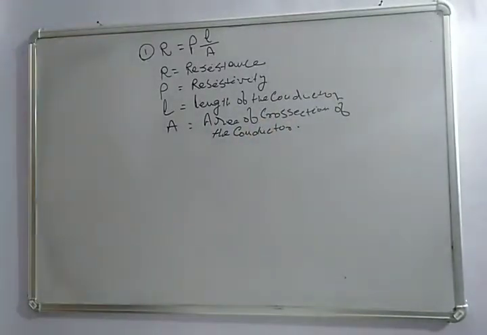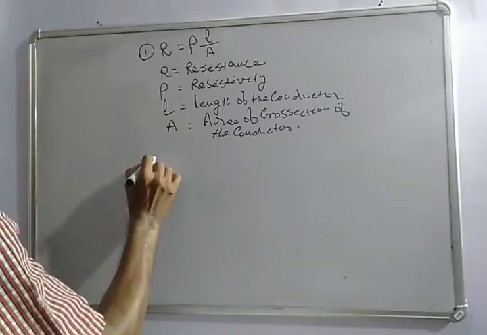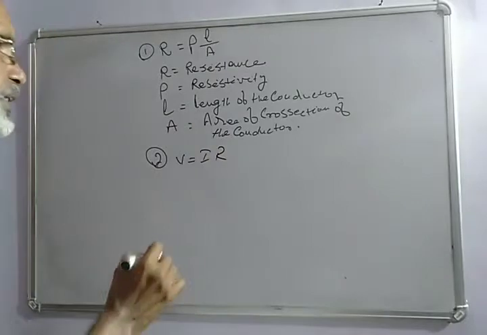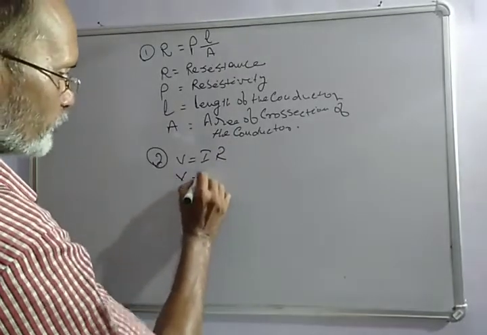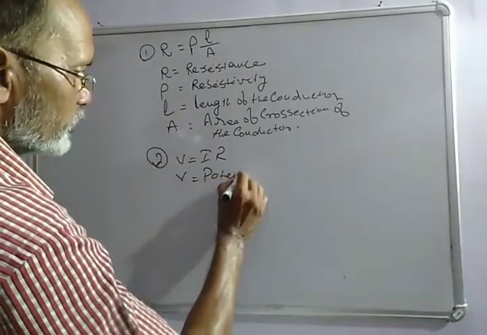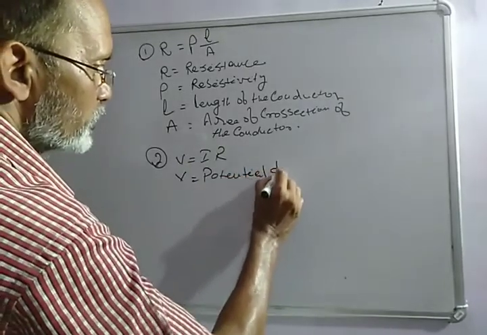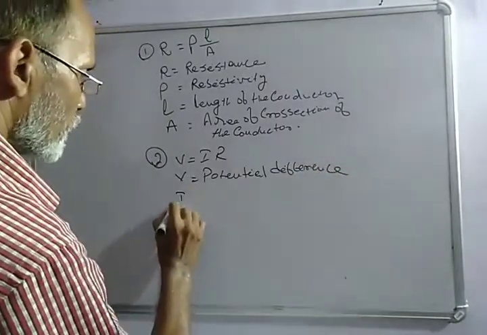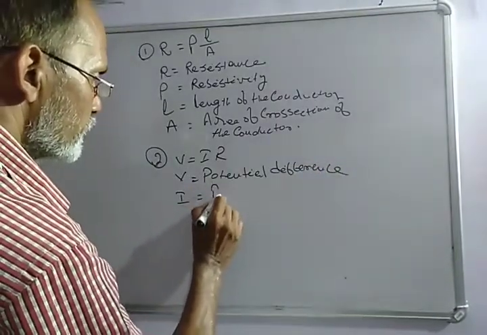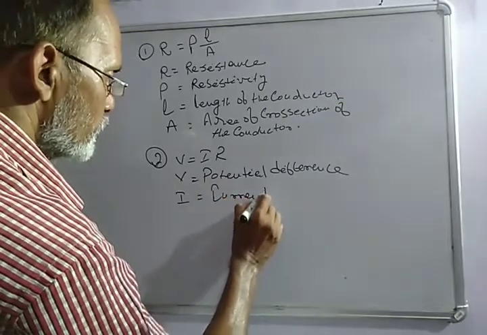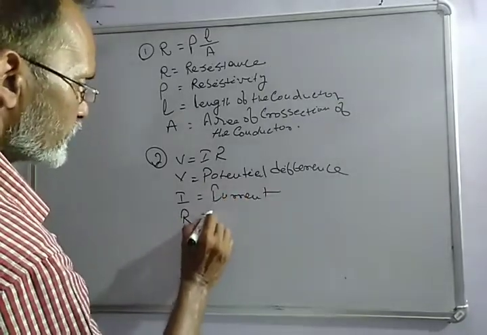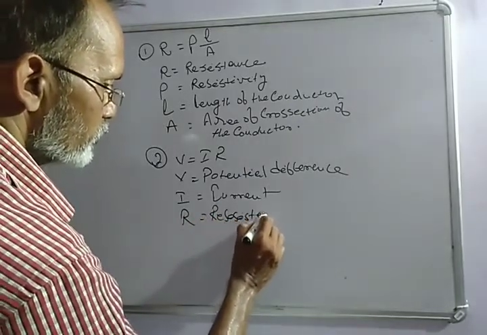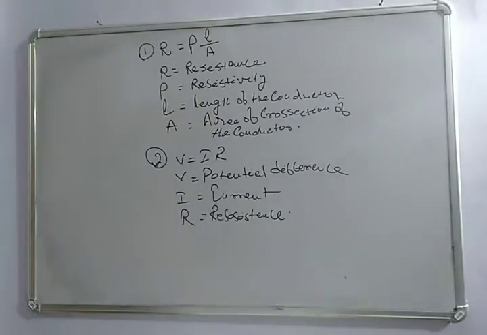The next one is V is equal to IR, where V is potential difference, I is current, and R is resistance.